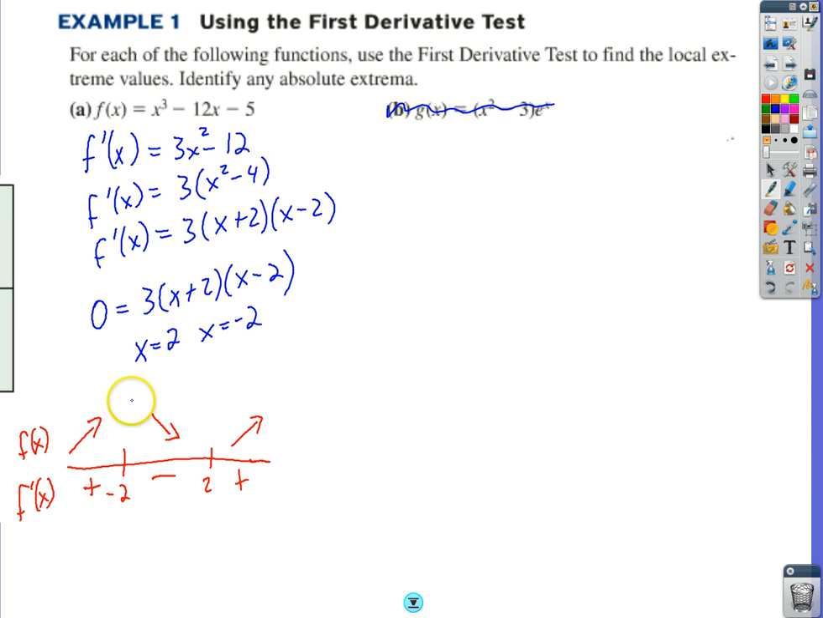So I have some type of local max here. And over here at positive 2, my function goes from decreasing to increasing, which means that here I have a local min. Well, that's great and dandy. You proved it to yourself that you have a local max and a local min, but you have not proven it to somebody reading this question.